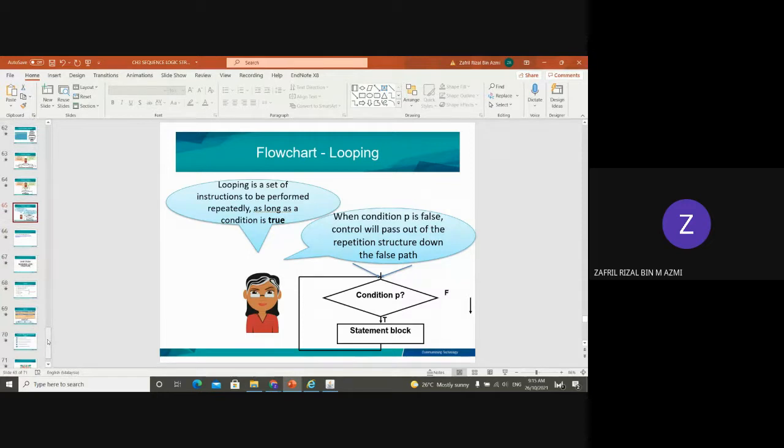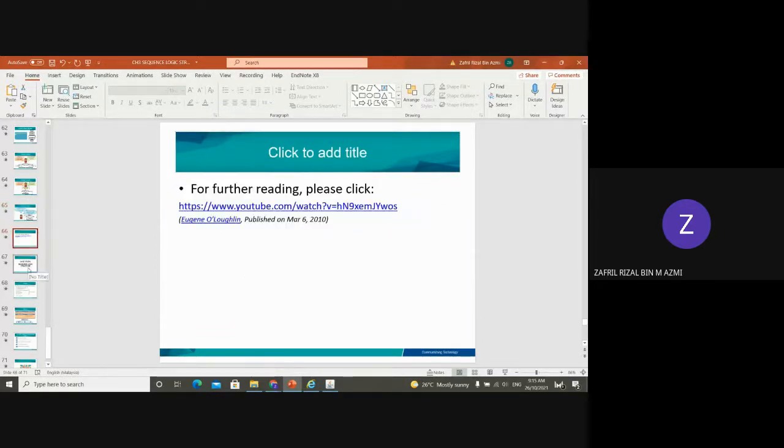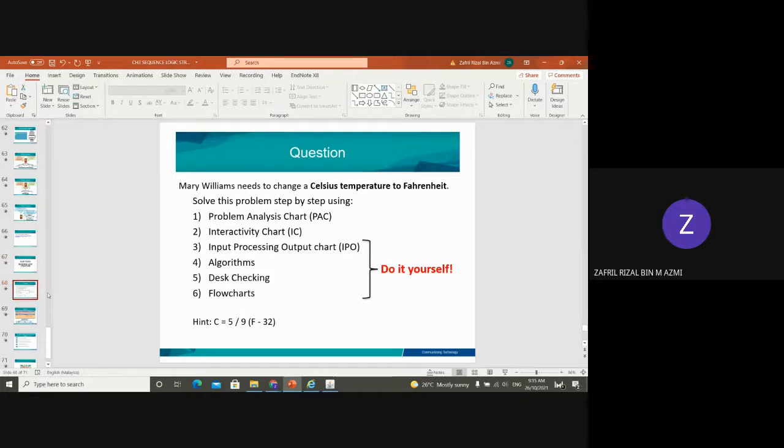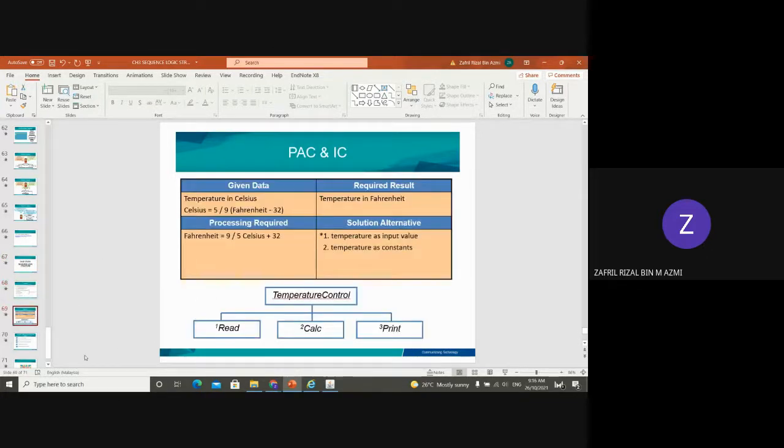Okay class. So we finish the sequential logic structure. You may check this out later by yourself, and also the case study. Step by step. This is not using a formal variable name, so you may use a formal variable name.